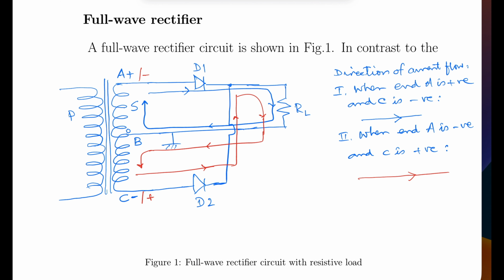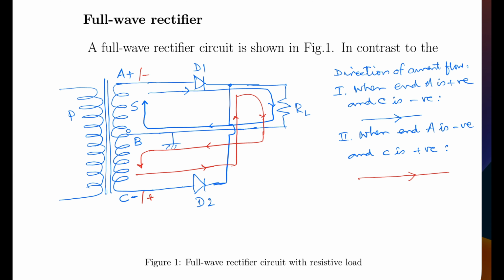During the first half of the cycle, when the upper end of the transformer secondary is positive, current flows through the diode D1 in this direction, and through the resistor, the current flows from its top end to the bottom end.